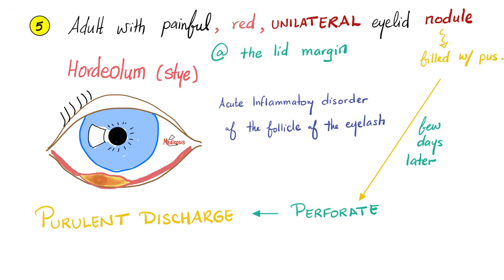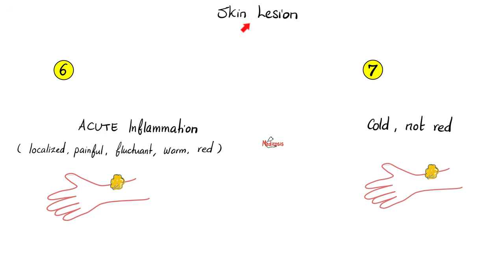This is the folliculitis of the eyelid. Take one of the hair follicles, it got infected, and now you have this nodule on the eyelid filled with pus, gonna perforate, discharging the pus. 6 and 7 are just staph skin infection.